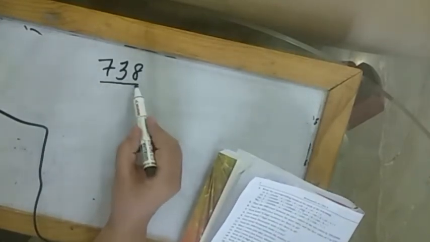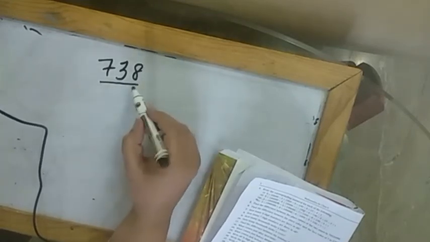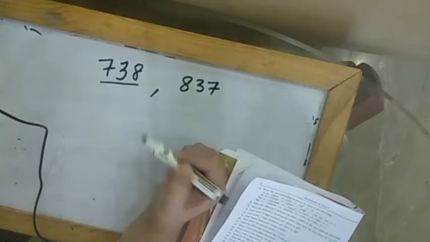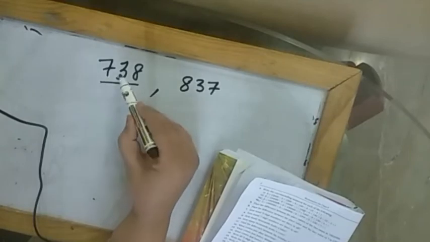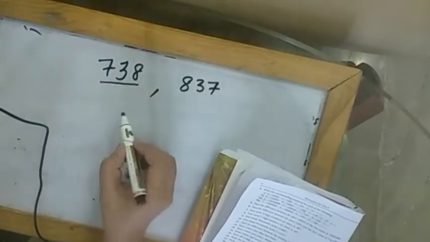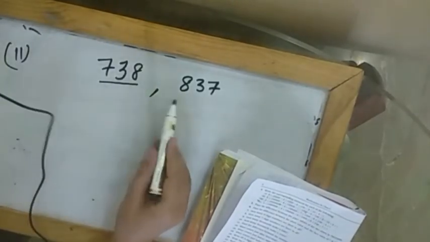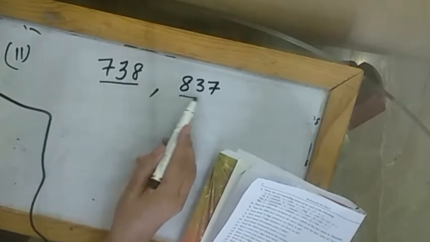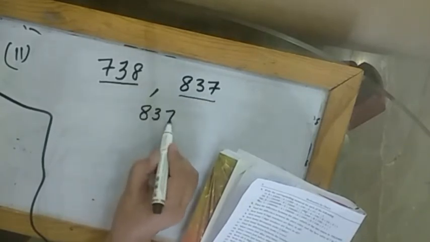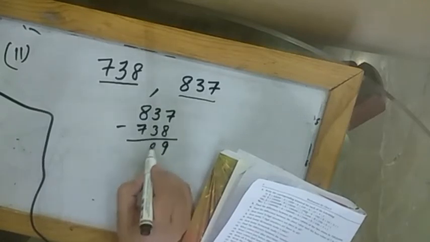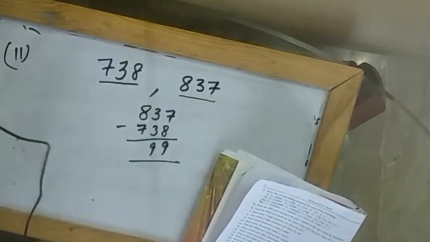So if I reverse this number, means I start from the last one, it will become 837. इसको उल्टा कर दिया. 738, I have made it 837. And they are asking you to find the difference between them. So this is question number 11. And what do you mean by difference? It means to subtract. So this number is bigger. So 837 minus 738, and you will get the answer. Okay, this was question number 11.